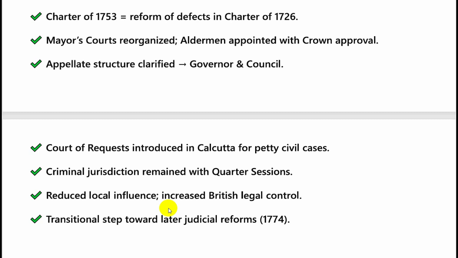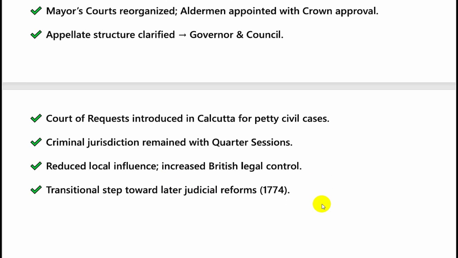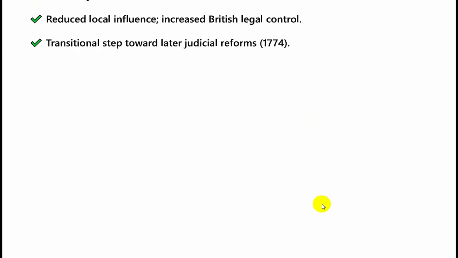Criminal jurisdiction remained with the Quarter Sessions. Local influence was reduced. British legal control was increased. This was a step towards the later judicial reforms of 1774, in which the Supreme Court was established.